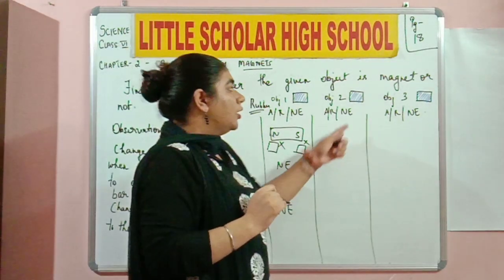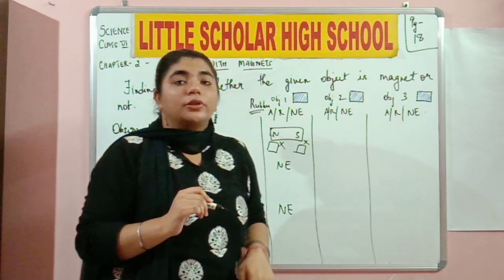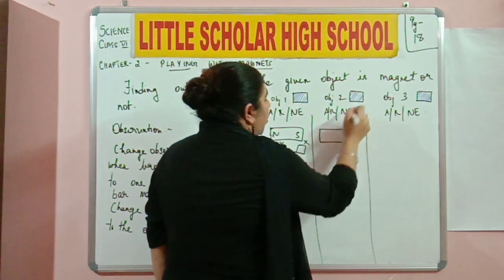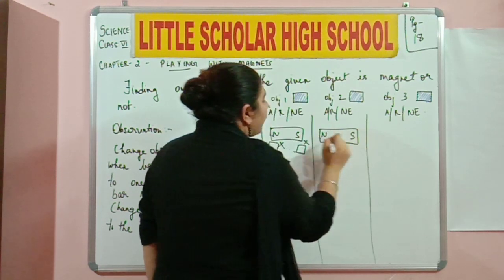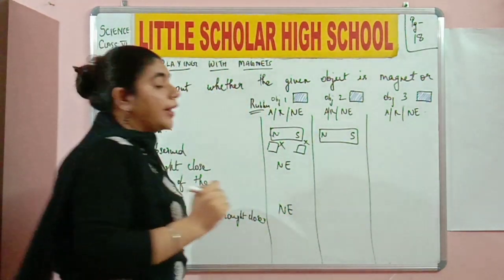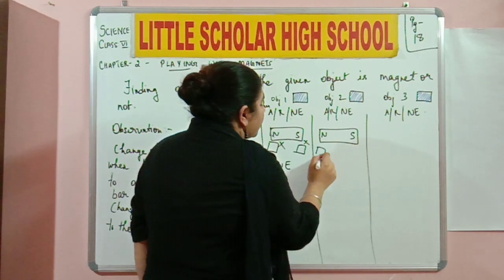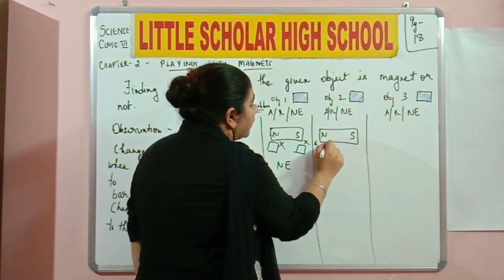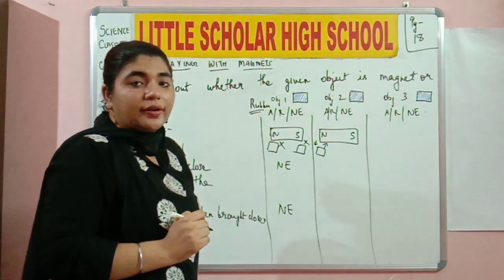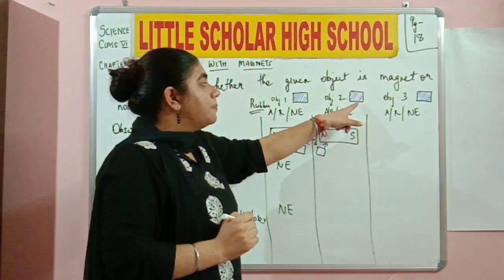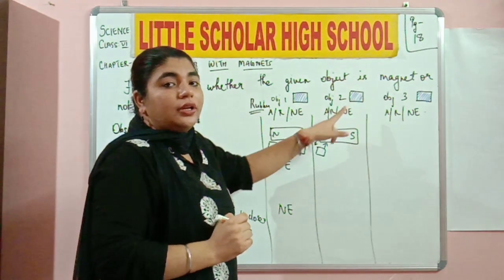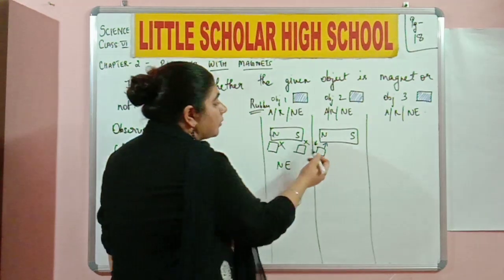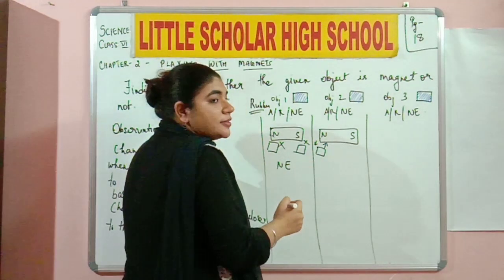Fine. Now I move to my object number 2. I take the bar magnet and I place the object number 2 near one of the poles of the bar magnet. And what do I observe? That this particular block and the bar magnet are attracting each other. Did you understand? What did I do? I placed the object number 2 near my bar magnet. What do I observe? It is attracting one of the poles.